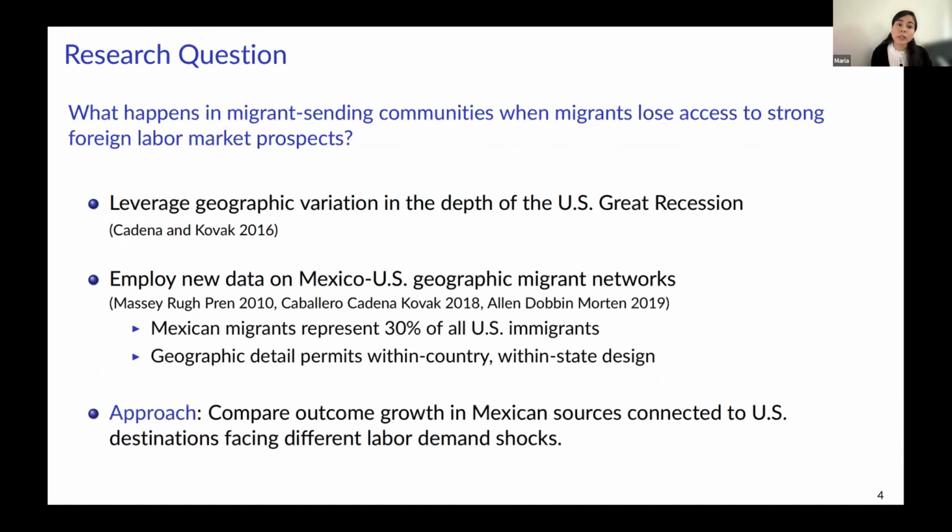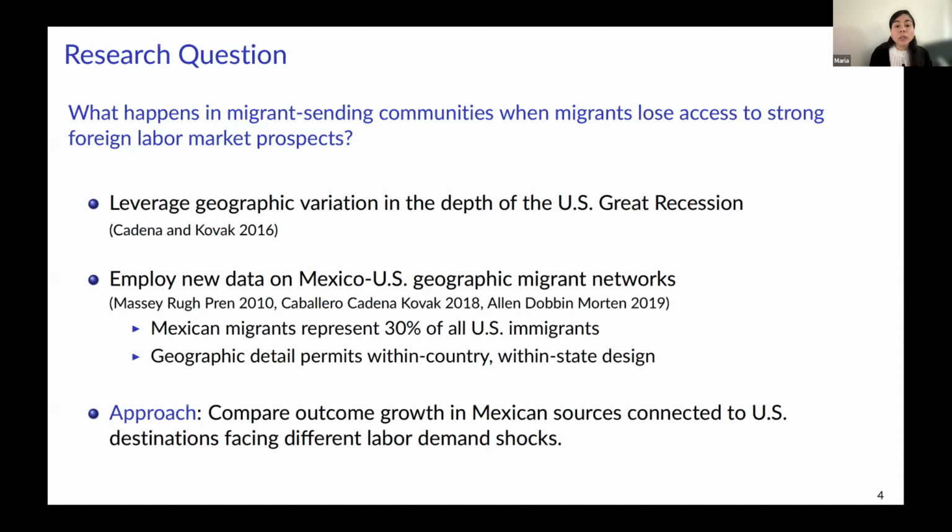So the specific question that we ask here is what happens in migrant sending communities when migrants lose access to strong foreign labor markets. And to answer this question, we are going to use geographic variation in employment declines across US labor markets due to the Great Recession. So this is one of the exogenous shocks that we are going to use.